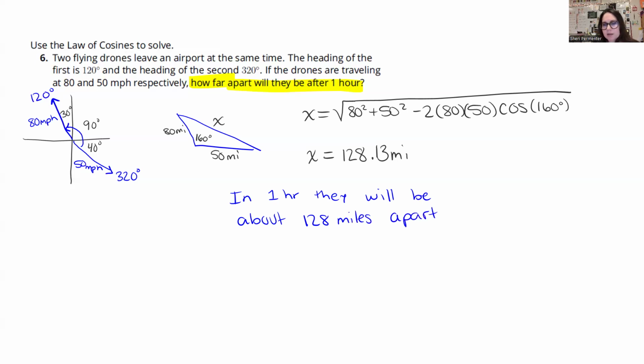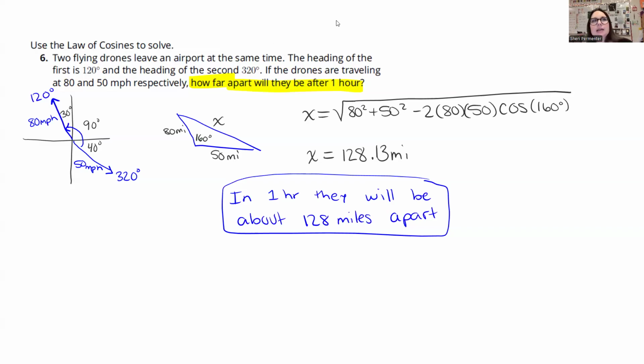When you're doing this, please keep in mind reasonability, like how reasonable is your answer? If we would have gotten 14 as an answer, would that be reasonable? No. Okay. 128, that sounds reasonable to me. And that is it for the law of sines and the law of cosines.